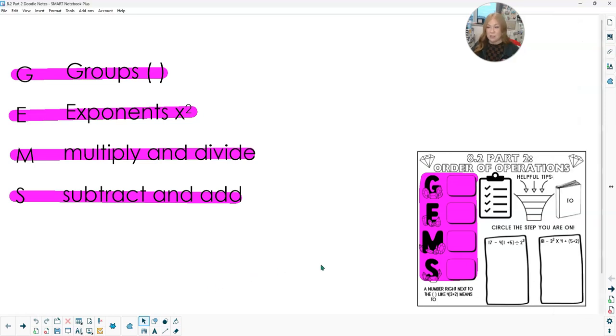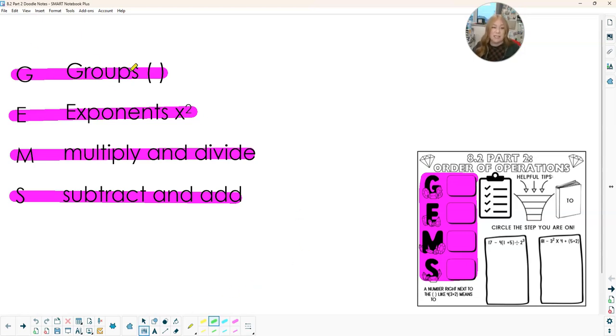For 8.2 part 2, we're going to start working on order of operations. Now, you may have heard this called PEMDAS or something in the past that helps you remember the order to go in. I am going to call it GEMS. I think it simplifies it a little bit and it helps us remember what goes together in the same line.